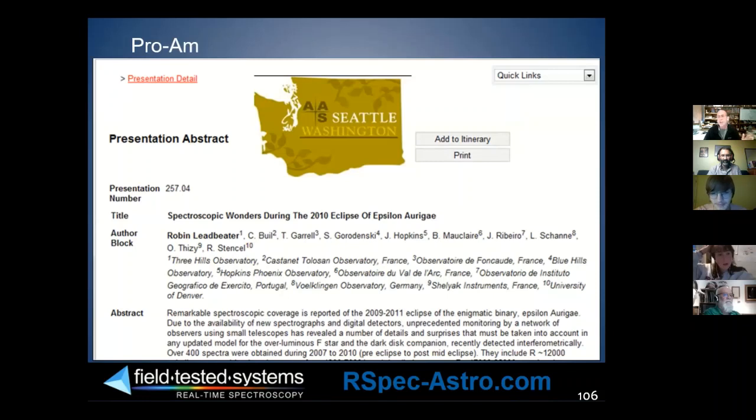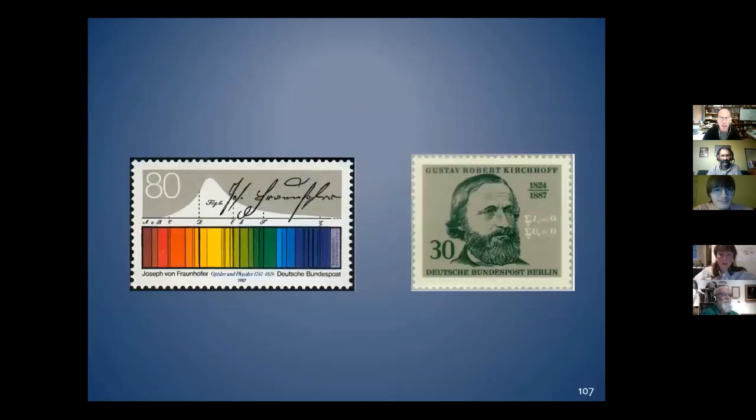There are databases you can contribute to, and for me, it's a lot more exciting than photometry, which is why I mentioned it. So we've come a long way in the last 200 or 300 years. We've come a long way in the last 40 minutes.